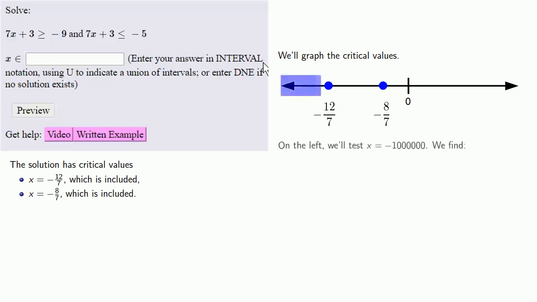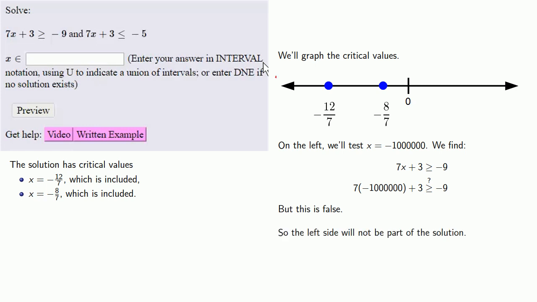So on the left, we'll test x equals minus 1 million. Since this is an AND inequality, both inequalities must be satisfied in order for something to be part of the solution. So let's see if x equals minus 1 million satisfies the first inequality. Notice that the left-hand side is going to be a large negative number, which will not be greater than or equal to negative 9. So this is false, and so the left side will not be part of the solution.